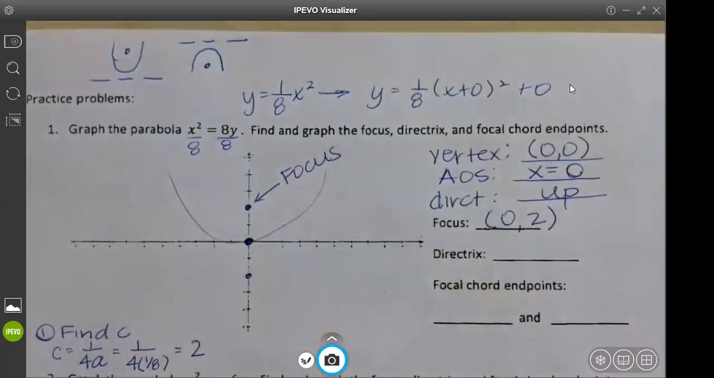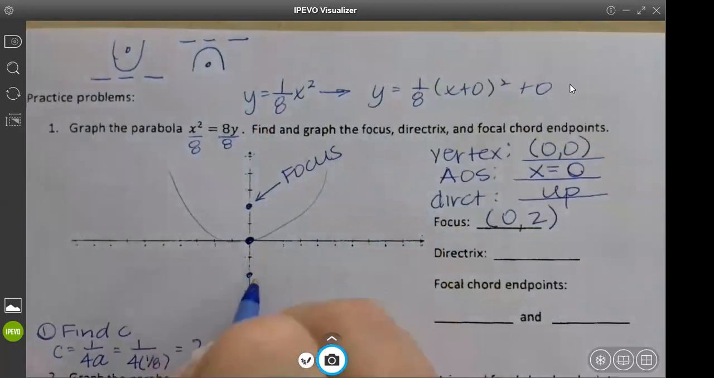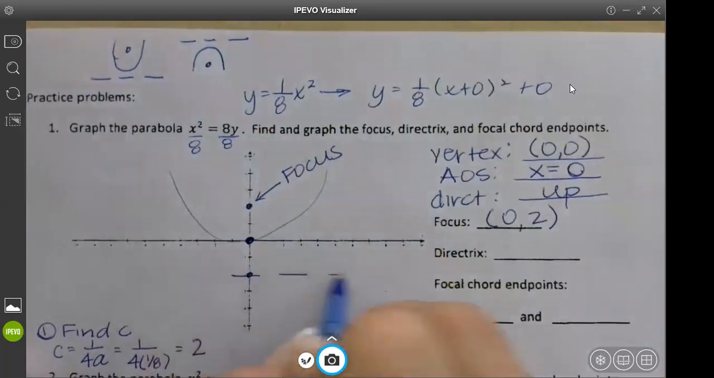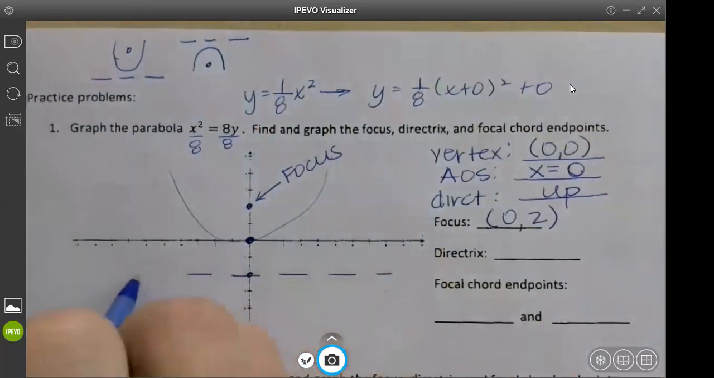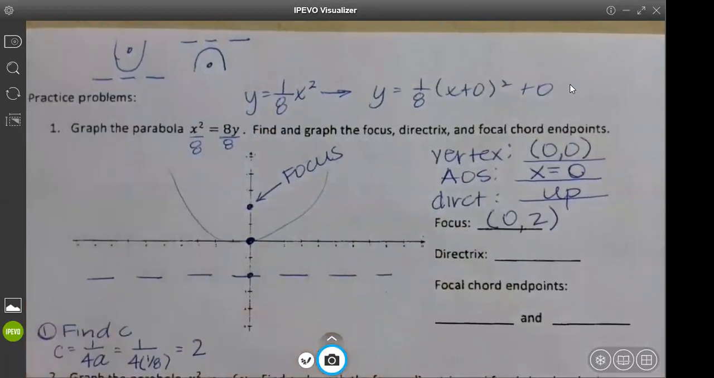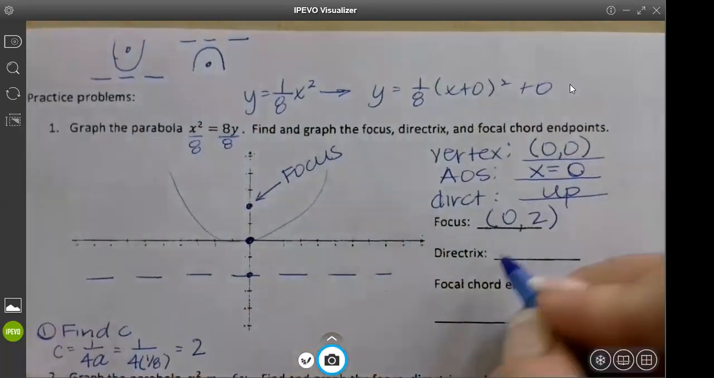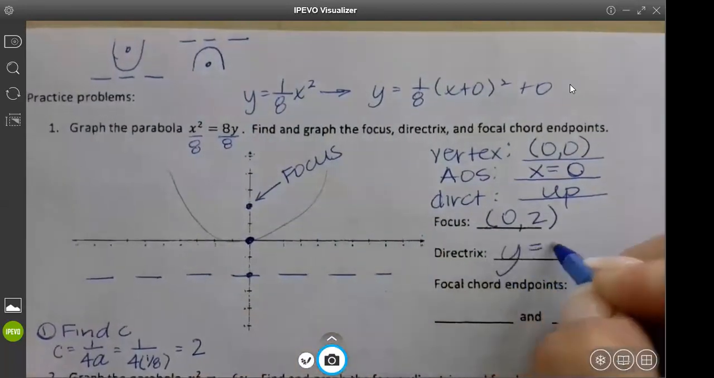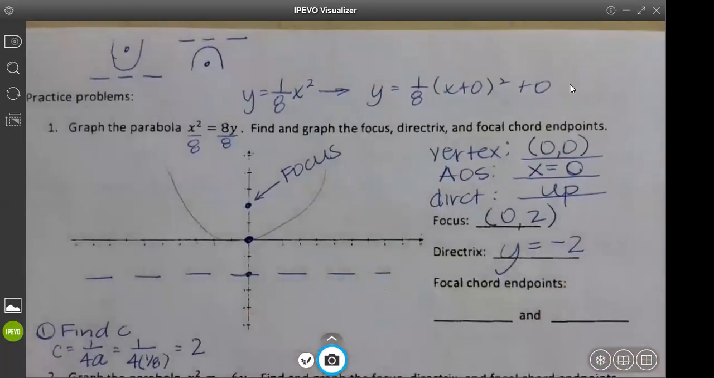Again, how did I get that point? I plotted the vertex and went up 2 and down 2. The other one is your directrix. And it's a dashed line because it's not really there, but it is. So it's a boundary that's not really there. How do you know what you write for the directrix? What axis does it go through? It goes through y, and it goes through y at -2.